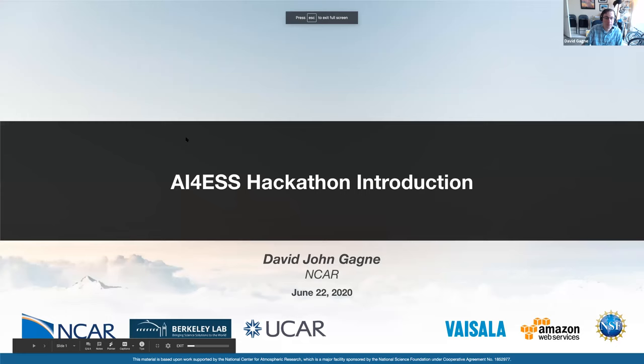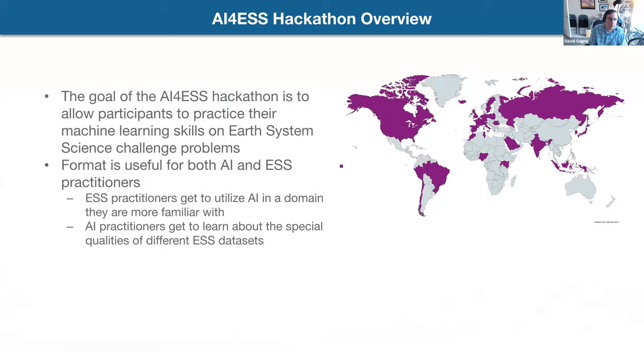All right, good afternoon, everyone. So this is the AI4ESS hackathon introduction. A little bit of an overview for the purpose of the hackathon. The goal of this is to allow participants in the summer school to practice their machine learning skills on Earth system science challenge problems.